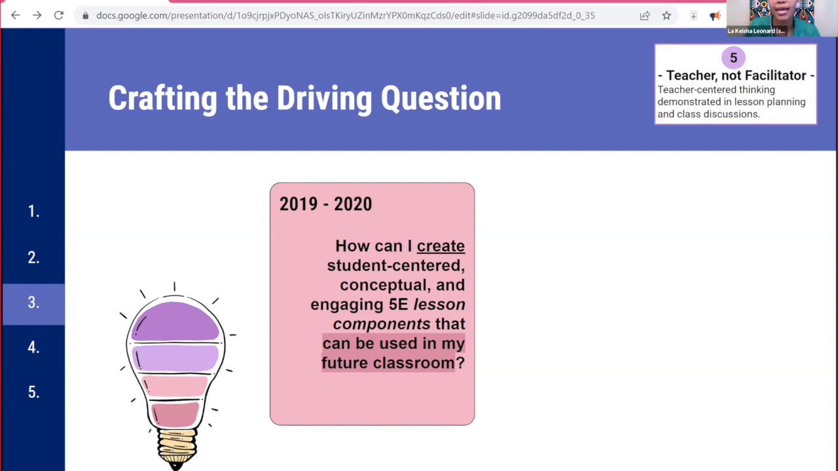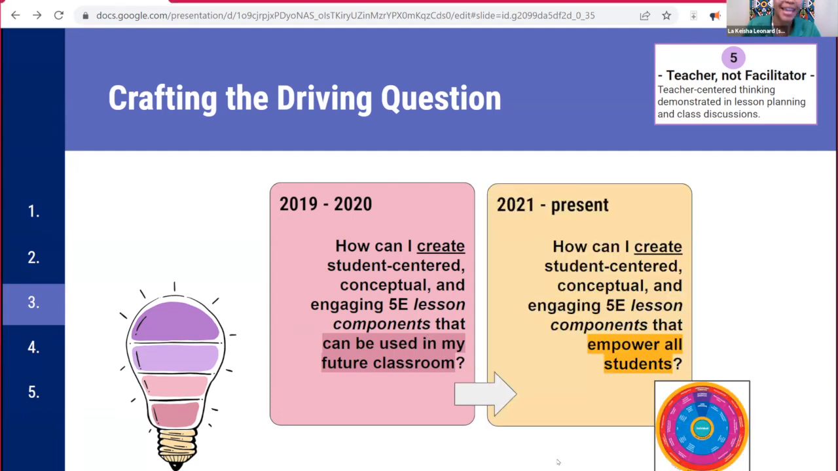And so as far as the gap that I'm seeing, I'm a teacher, not a facilitator. I'm a teacher, not a facilitator. When I wrote this in the span of those years, looking back, I realized that it was very teacher-centered. And then the pandemic hit. Okay. Then the pandemic hit, and I switched things up.